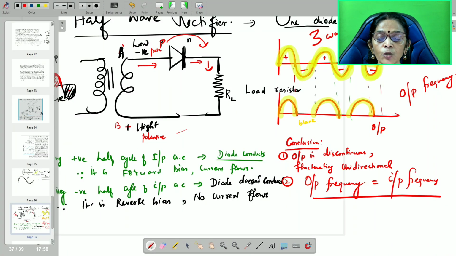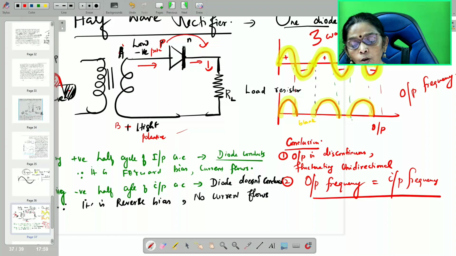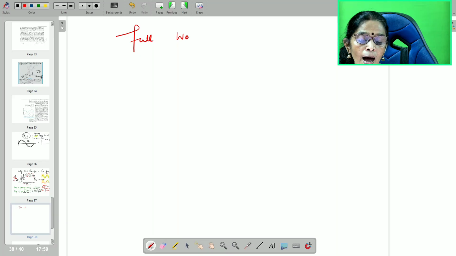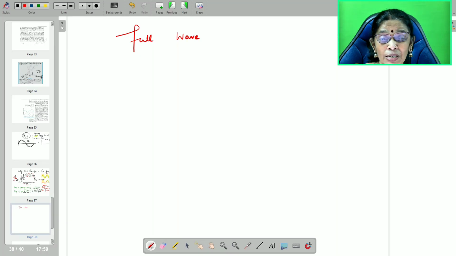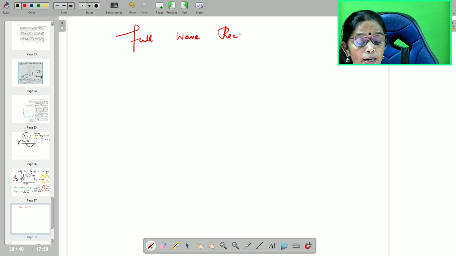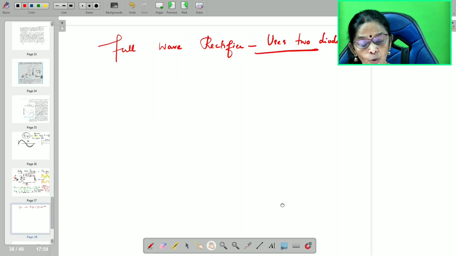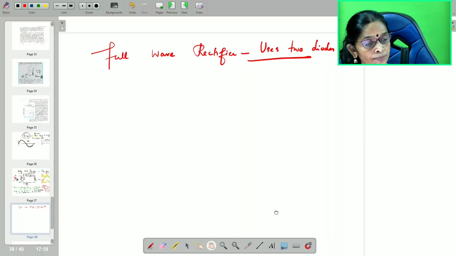So, half wave rectifier is over. Hope you understand this. The next one we are going to go for is the full wave rectifier. In the half wave rectifier, you are getting discontinuous DC output, hence I am going for the full wave rectifier. Full wave rectifier uses two diodes and a center tapped transformer. So, two diodes I am going to use.